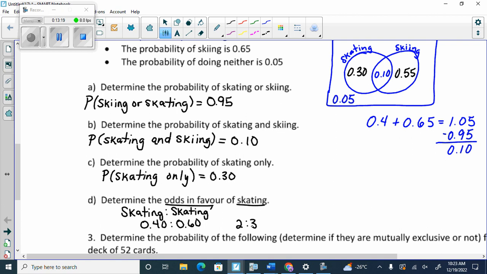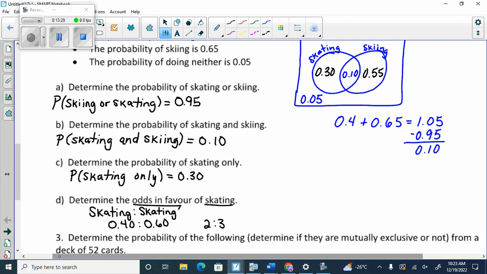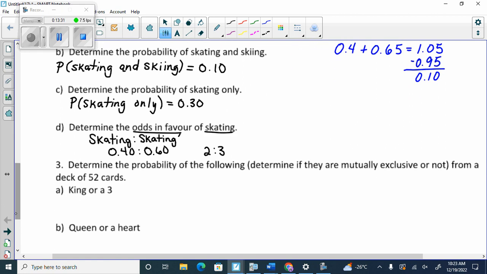So this was in the mutually exclusive or not mutually exclusive lesson. Both of these Venn diagrams are not mutually exclusive because they had overlap. The other half of the lesson was: I choose one option. What is it, this or this? Here it is. Determine the probability of the following. Determine if it's mutually exclusive or not from a deck of cards.